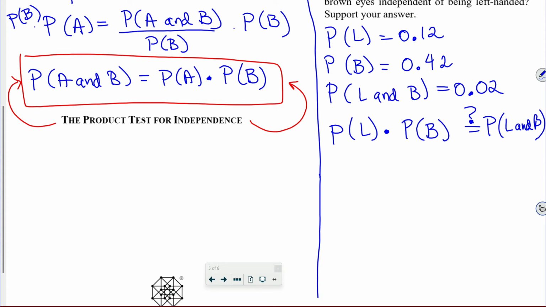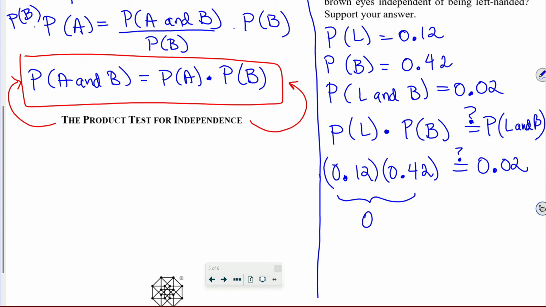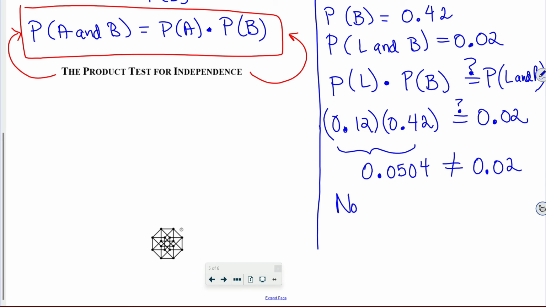All right, well, let's do it. It's very simple. 0.12 times 0.42. Does that equal 0.02? Well, it's simple enough to take our calculators and type in that product. What we find is that that product is equal to 0.0504, which does not equal 0.02, which tells us that they are not independent.